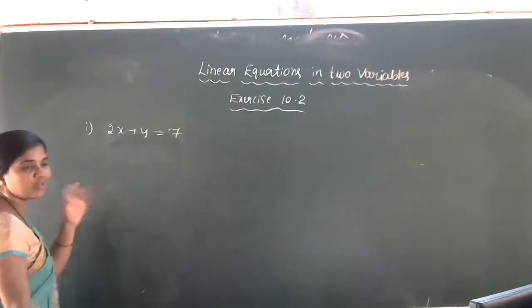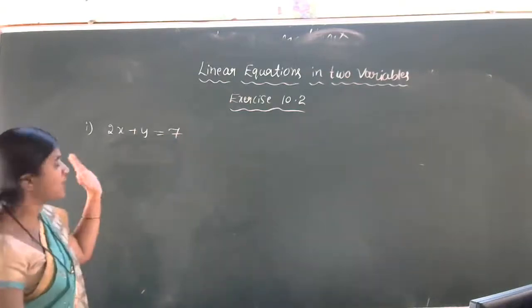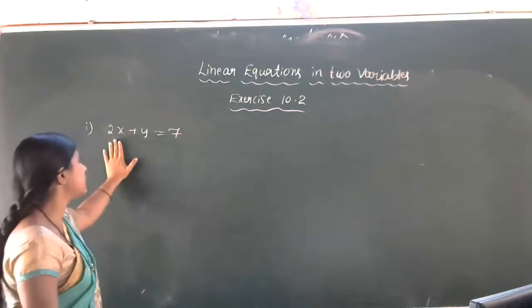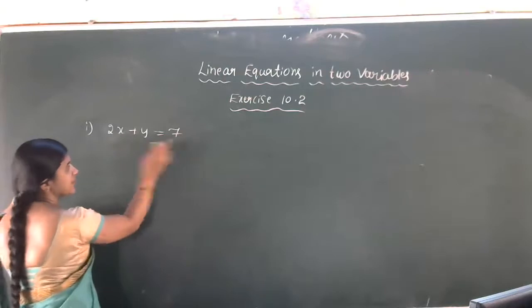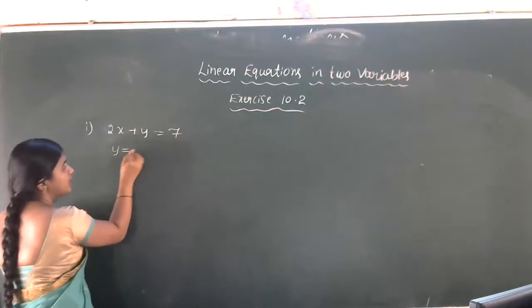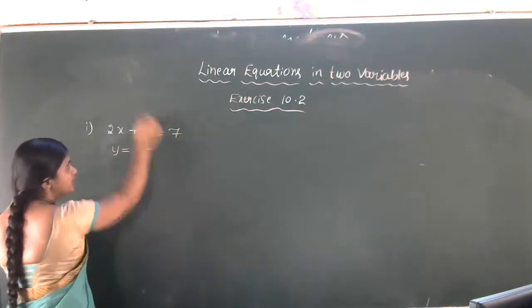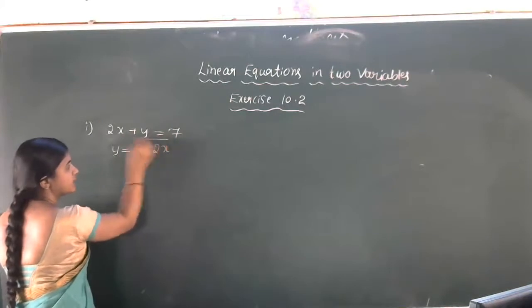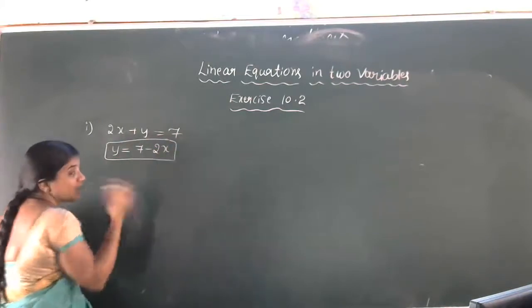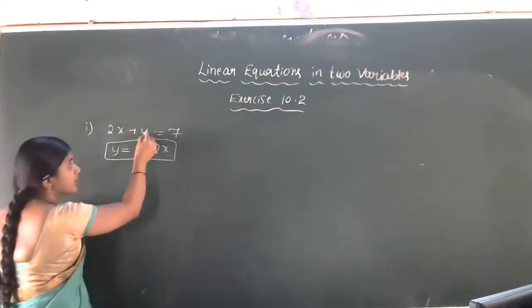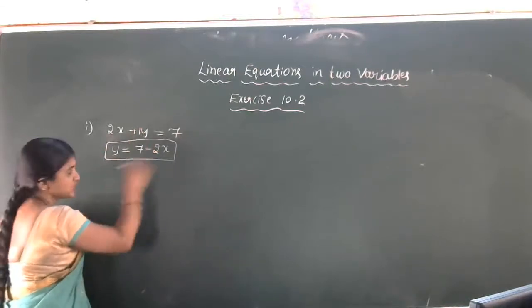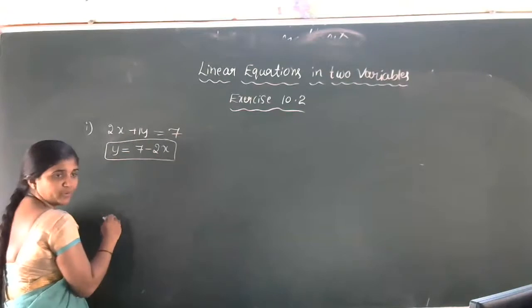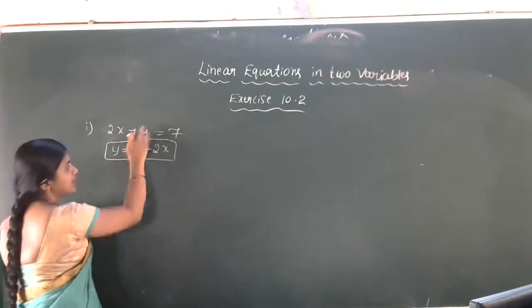Convert it in one simple way, y form or x form. Here I am going to take this equation in the y form. 2x plus y is equal to 7, then the y form is y is equal to 7 minus 2x. Got the idea of this one, students? Why did I convert to the y form? Because here the y coefficient is 1, so it is very easy and I will not get any fraction form.